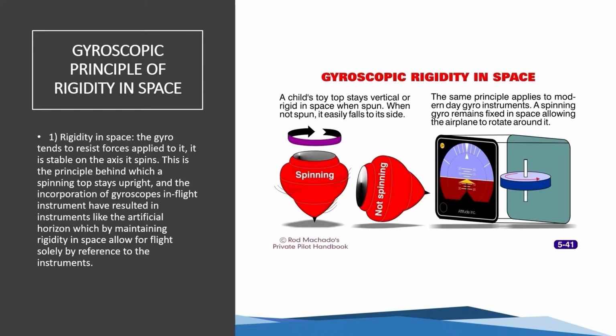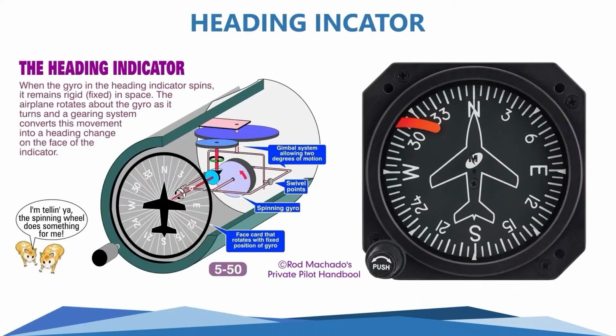So the next one that we're going to talk about is the heading indicator. And the heading indicator is another gyroscopic instrument. The main difference between the heading indicator in terms of the functionality of the gyro system versus the attitude indicator is that the attitude indicator is a 3-axis gimbal. The heading indicator is a 2-axis gimbal. And then the final one that we'll talk about is a turn coordinator, which is actually a 1-axis gimbal.